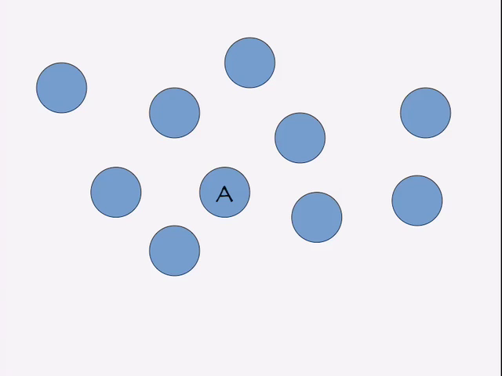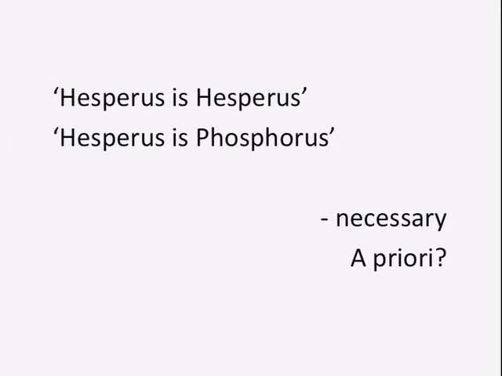All right? Is it a priori that Hesperus is Hesperus? Yes? You can do that one just by thinking about it, right? You can all do that one just by thinking about it if you just put your mind to it. Okay. Hesperus is Phosphorus. Is it necessary? Might Hesperus not be Phosphorus? Aha. Is Hesperus a rigid designator? Does Hesperus stand for the same object in every possible world?